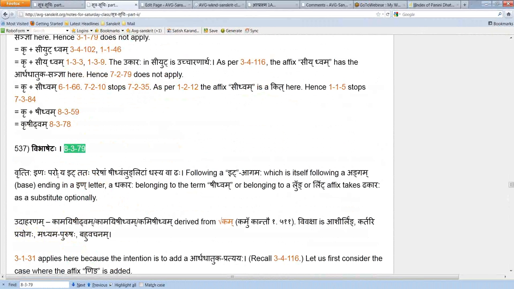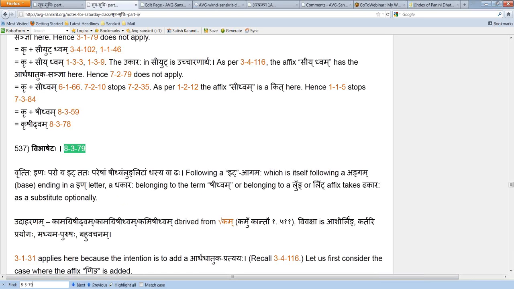So we should have the following: an idagama, which itself is following an ang ending in an in letter. A dhakara belonging to shidhvam or to a lung lit affix takes dhakara as a substitute optionally. So in ashidhvam, here what we have is vibhashetaha.